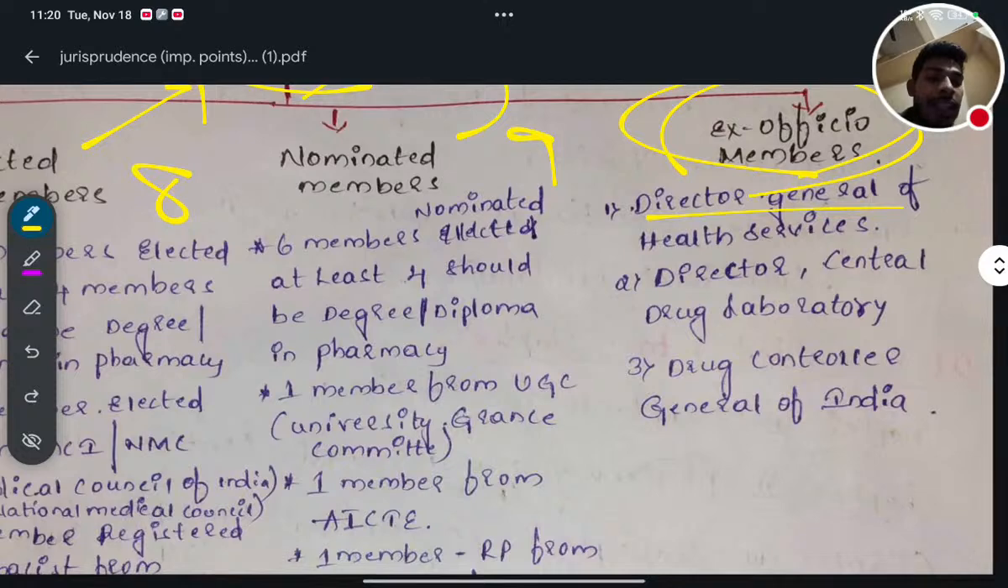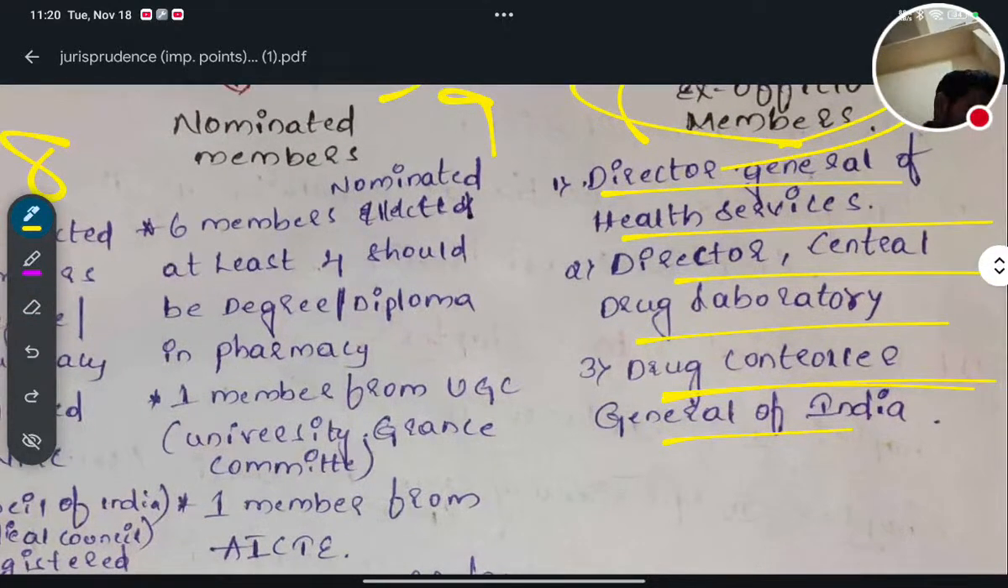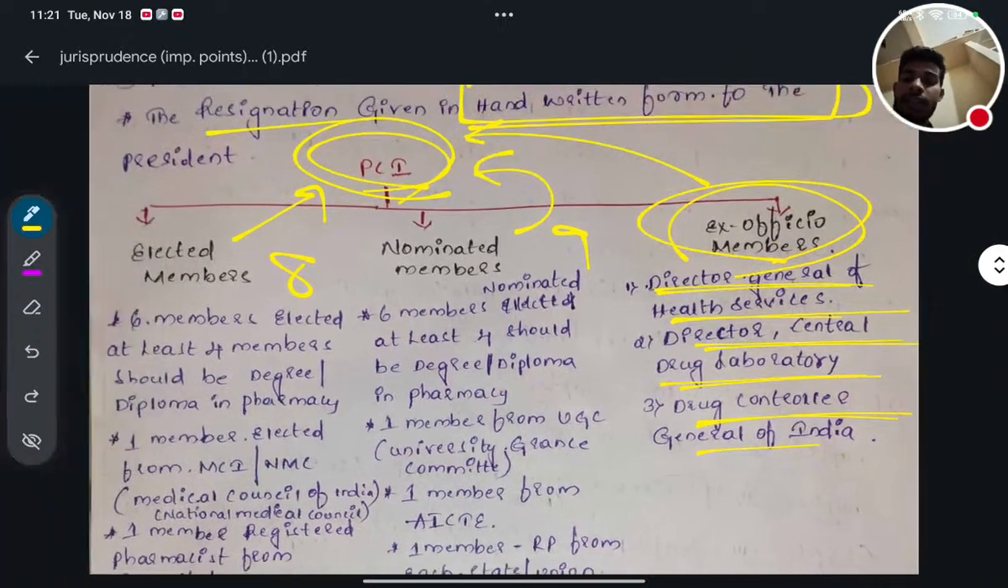See, the Director General of Health Services, the Director of the Central Drug Laboratory, and the Drug Controller General of India. The Drug Controller General of India is also denoted by DCGI, and this is very important. The full form of DCGI was asked once upon a time in competitive exams such as GPAT. So you have to remember this.